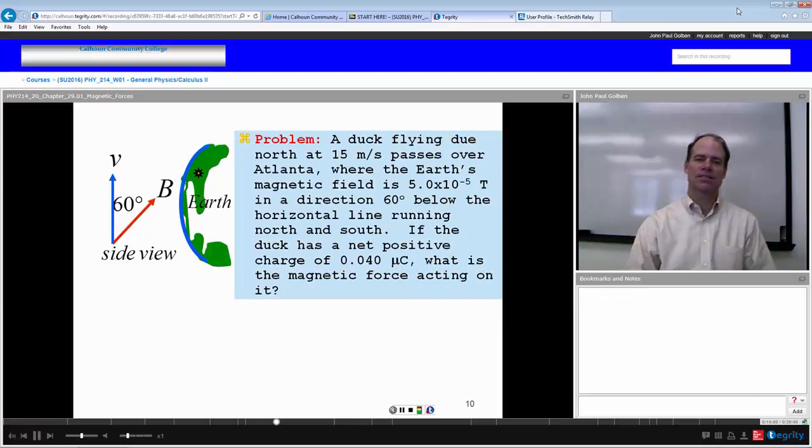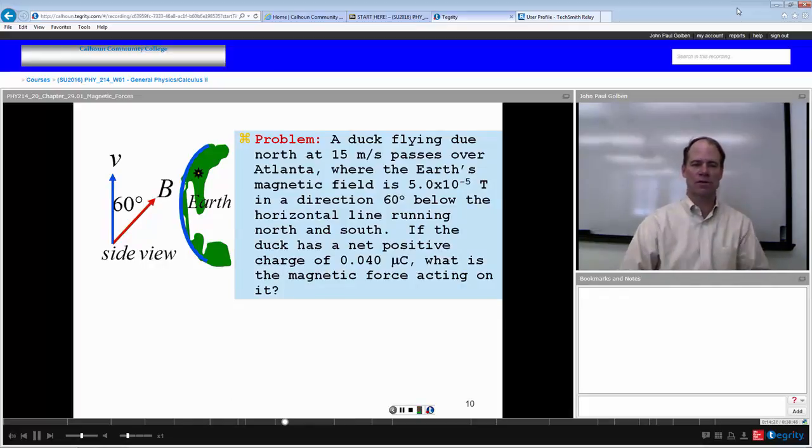So here's an example. A duck flying due north at 15 meters per second passes over Atlanta, where the Earth's magnetic field is 5 times 10 to the minus 5 Tesla, in a direction 60 degrees below the horizontal line running north and south. If the duck has a net positive charge of 0.4 microcoulombs, what is the magnetic force acting on it?